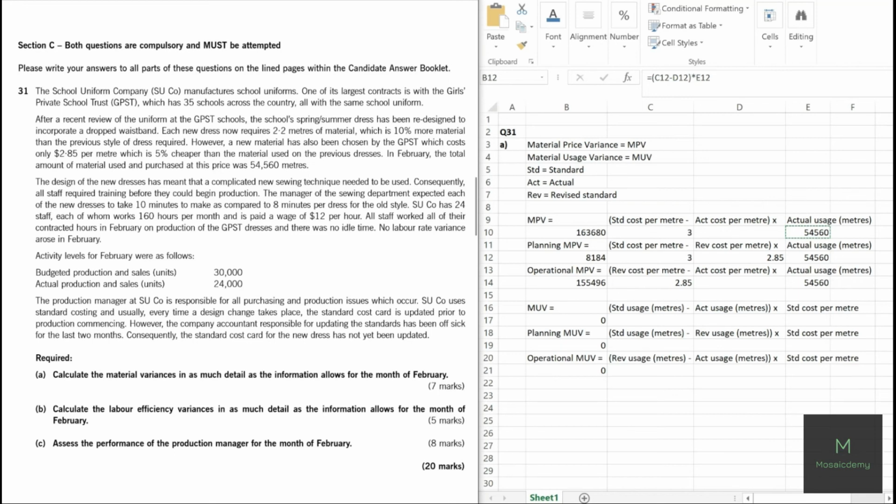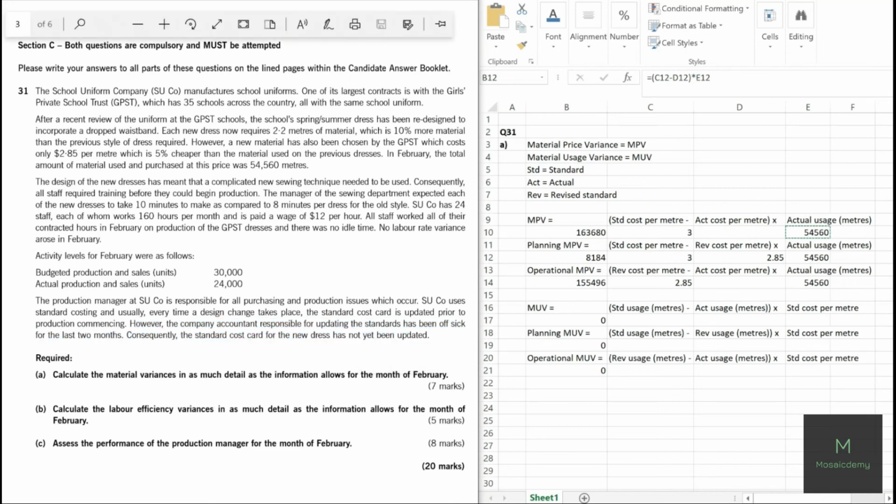After that, it gives us the activity levels in terms of units, which is fine. And it says the production manager is responsible for all purchasing and production issues which occur. And they use standard costing, and every time the design change takes place, the standard cost card is updated prior to production commencing. However, the company accountant responsible for updating the standards has been off sick for the last 2 months. Consequently, the standard cost card for the new dress has not yet been updated, which is why there's this planning and operational variance issue.